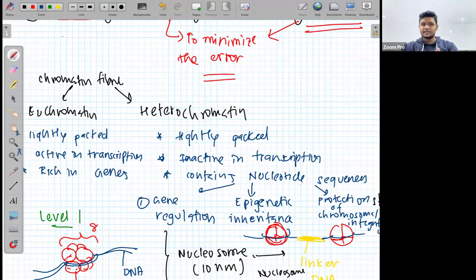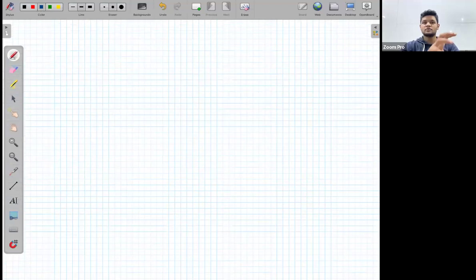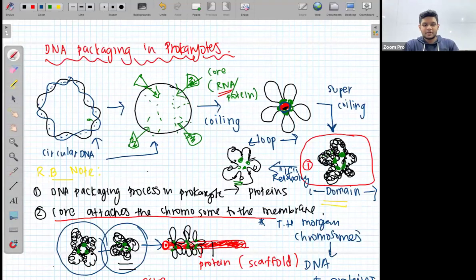A scientist called T.H. Morgan and his companions suggested that chromosomes are made up of DNA and proteins. Under the topic of DNA packaging, we learned how chromosomes are made up of DNA and proteins. Under architecture of chromosome, we know how chromosomes are arranged. More commonly, the DNA of prokaryotes and eukaryotes is said to be chromosome. But note it down, true chromosomes are present only in eukaryotes.